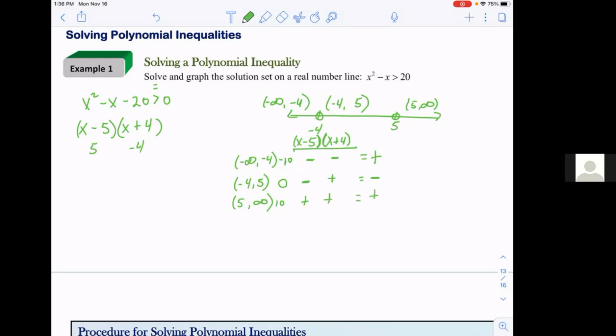All right, big deal. Big whoop. We've done a sign test. How does that actually help us? Okay, so here's what we have to remember. Going back to the original problem, I want to know, when is this polynomial greater than 0? Now, what type of numbers are greater than 0? Positive numbers are greater than 0.